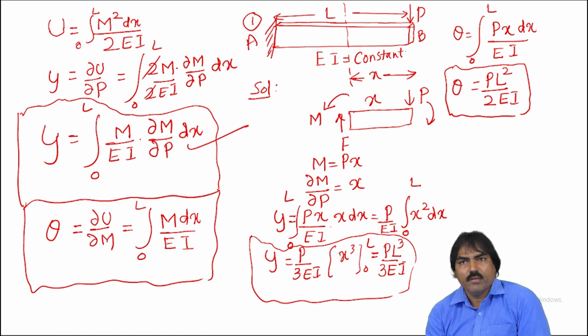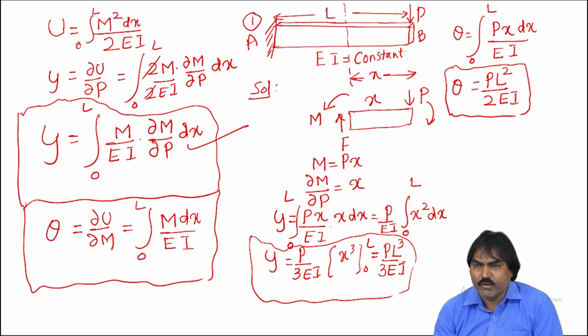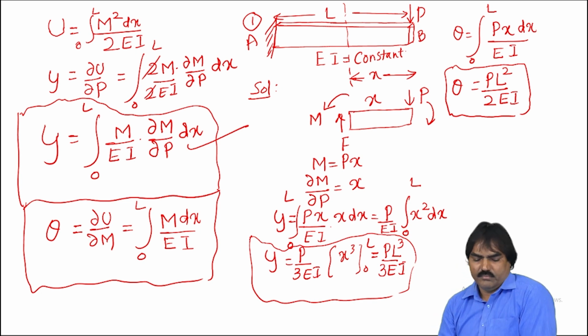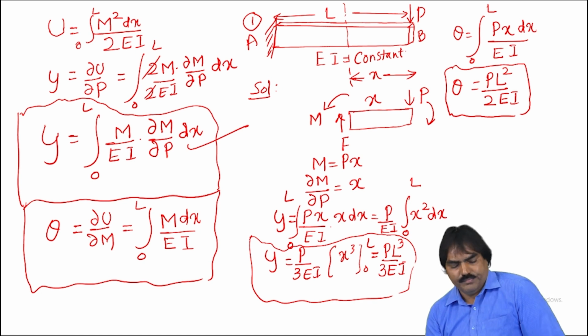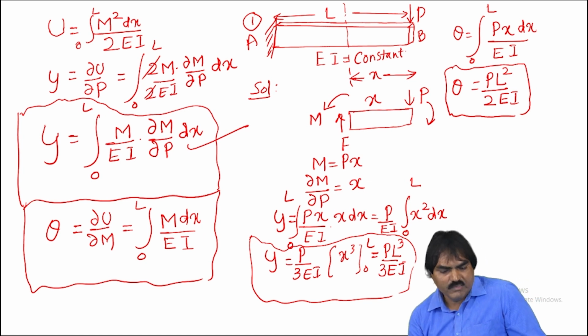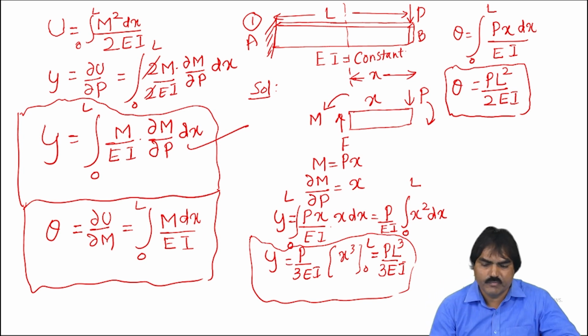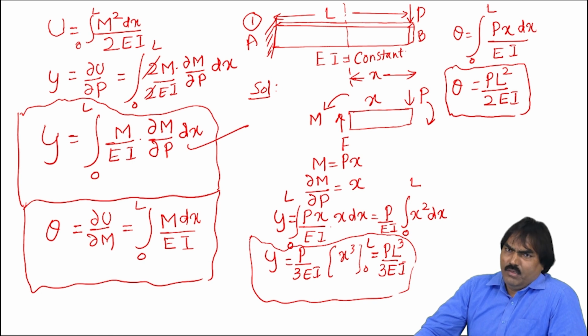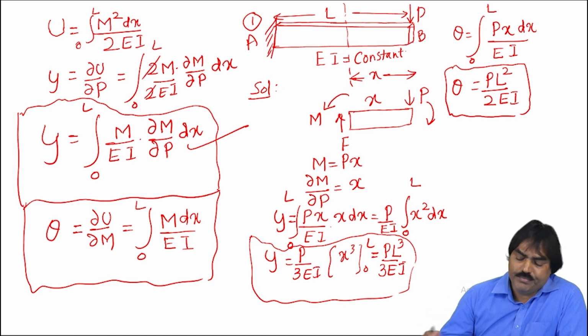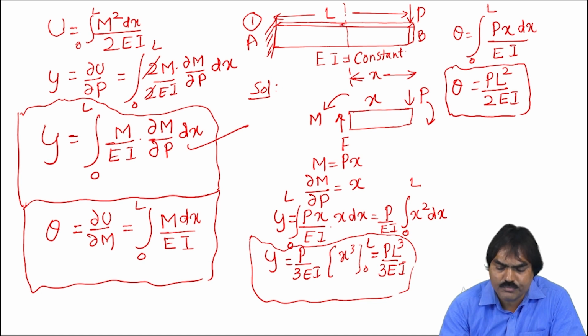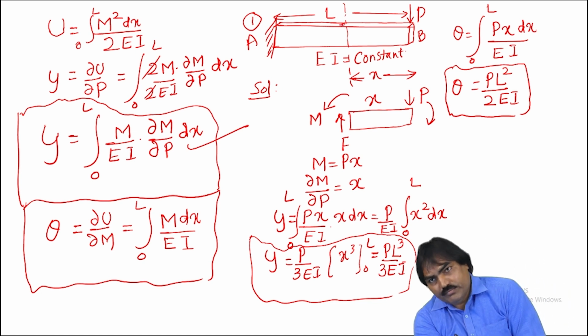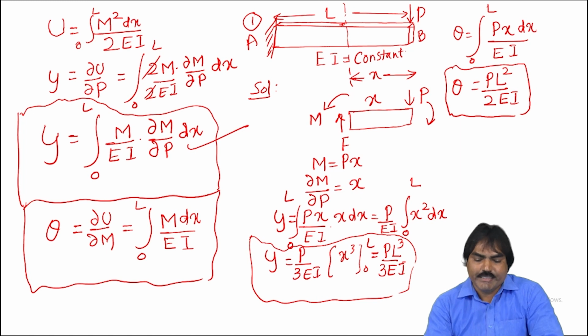These are the slopes and deflections for a cantilever beam. Now we'll have a doubt. Suppose you want to find the deflection at the center of the beam here, the distance x is equal to L by 2. How? That we'll see in the next case.